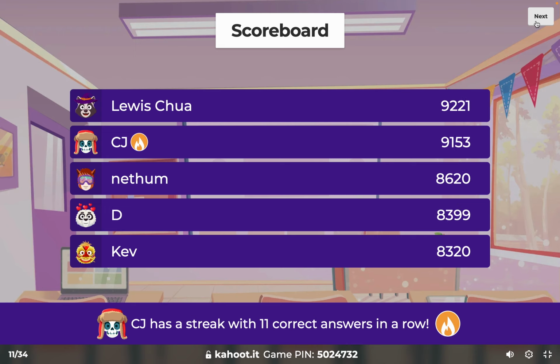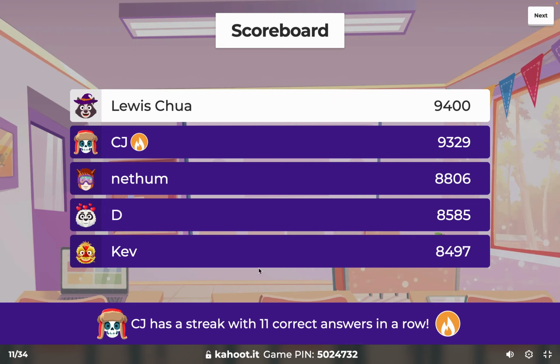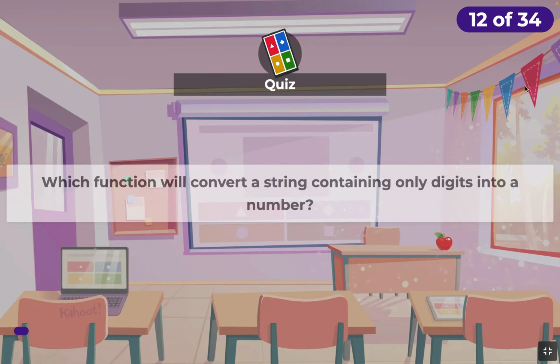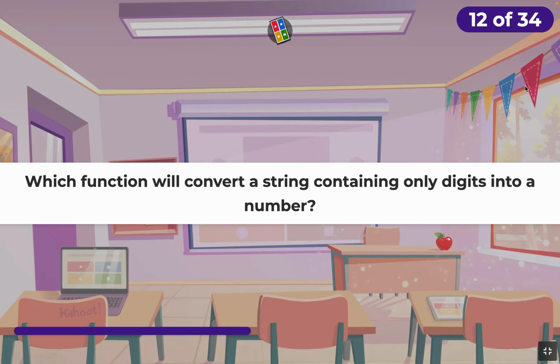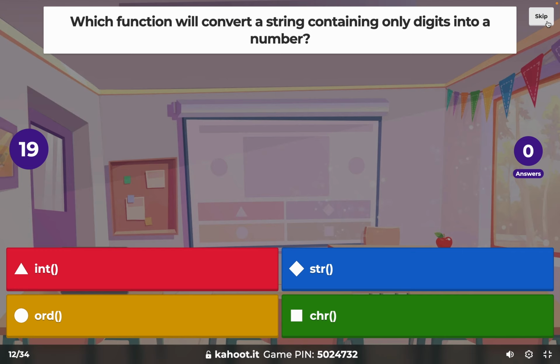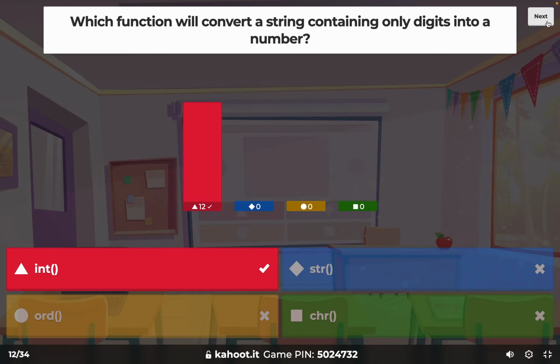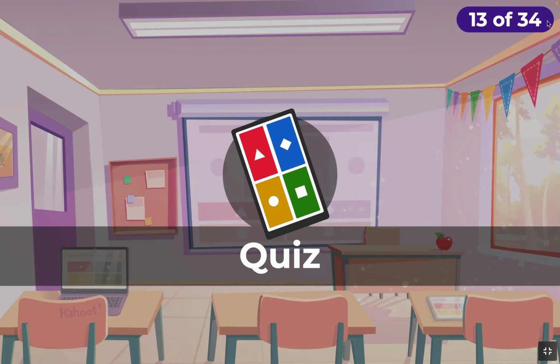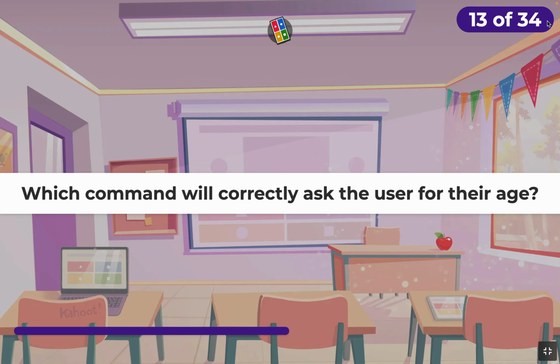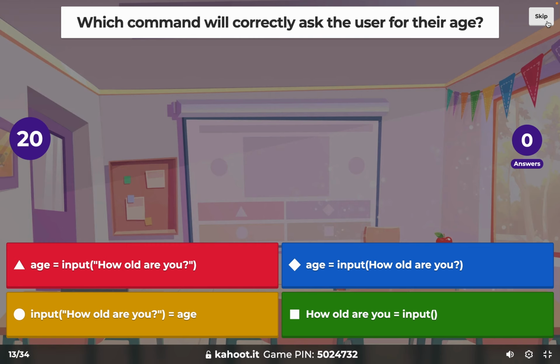Oh, wait. Did someone want? Okay, I think someone clicked on it. Okay, misclick. Okay, 5 seconds for this one. 3, 2, 1. Oh, nice. I think Lewis is still on top. Use it for the age.